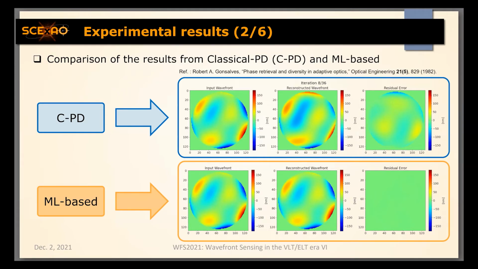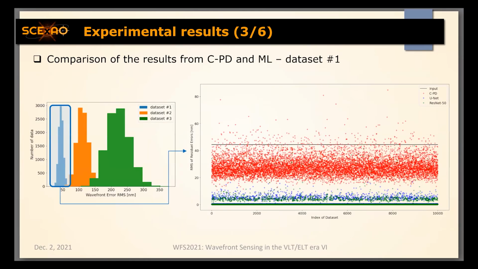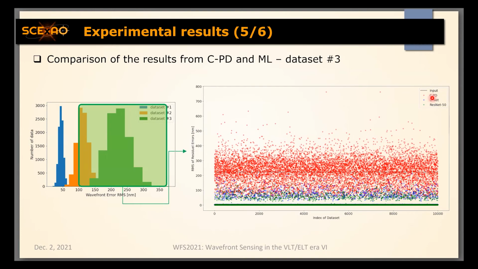So for more analysis, I also compared all results from the data sets that I made. This one is data set number 1, number 2, and data set number 3. In the right figure, the solid black line represents the mean RMS value of the input, and the red, blue, green plus marks represent the residual RMS of classical phase diversity, UNet, and ResNet 50 respectively.